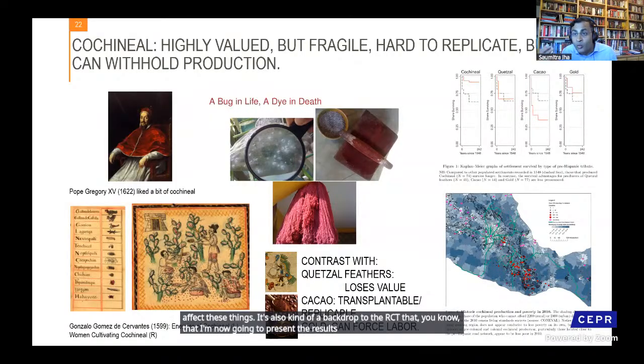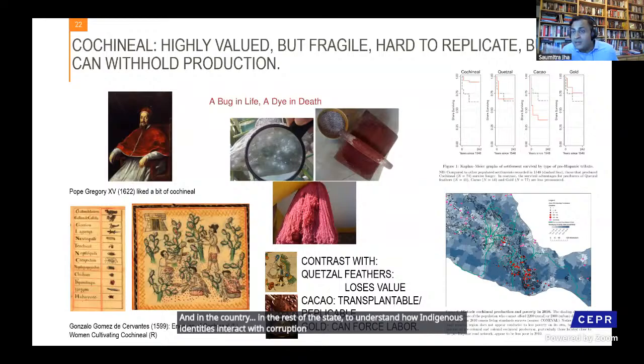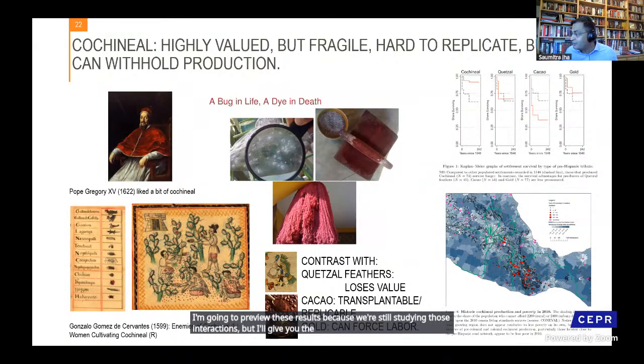We sampled and stratified over these communities, both in Oaxaca City and in the rest of the state, to understand how indigenous identities interact with corruption and whether nation building and other approaches can have differential impacts. I'm going to preview these results because we're still studying those interactions, but I'll give you the overall average effects just now.